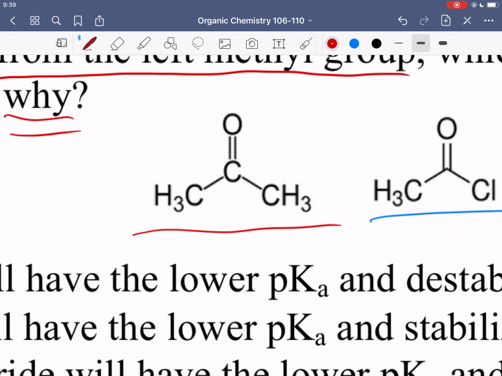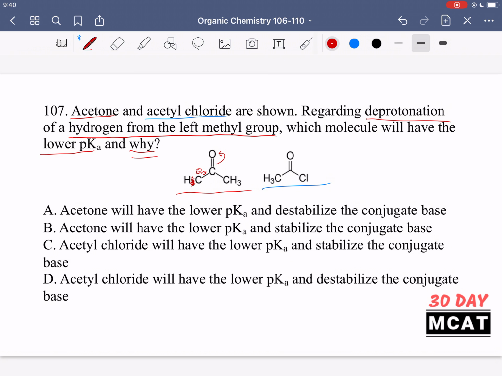Well, when we have this deprotonated, what essentially happens is this will become a C=C, and we have a negative charge here that resonates, and it can be picked up by the oxygen. So we have a negative charge, carbon doesn't want to hold that negative charge for too long, so resonance occurs. The main difference is on the right side. For the acetone, we have a methyl group, whereas for the acetyl chloride, we have a chloride, which you should know is electronegative, therefore it has electron withdrawing effects.